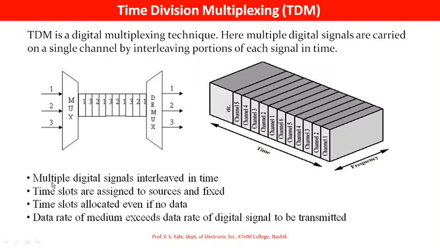Here multiple digital signals are interleaved in time. Time slots are assigned to sources and it is fixed. Time slots are allocated even if there is no data from a particular user. The data rate of the medium exceeds the data rate of the digital signals to be transmitted. So this is about the TDM.